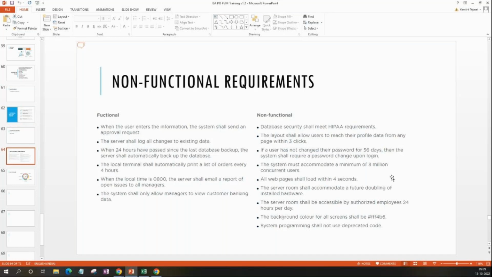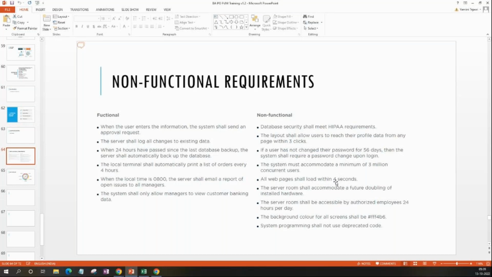The system shall accommodate a minimum of 3 million concurrent users, mostly during Black Friday sales and the like. Amazon has had these issues where the site or servers crashed because they could not withstand the load. They had not deployed enough servers to accommodate the number of users. So you have to make sure you have the hardware in place to accommodate the appropriate number of users. In this case, 3 million concurrent users, meaning 3 million users logged in at a time.